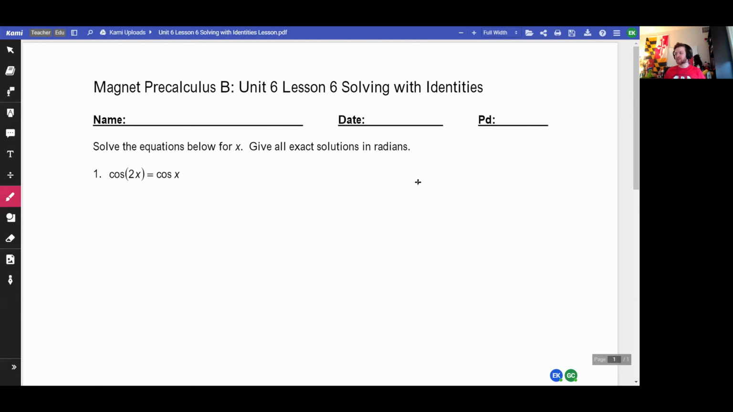We are solving more trig equations, but this time with identities. So we've solved before. Now the equations are just, I wouldn't say harder, just there's more going on. We have more in our brain to juggle. More tools to tackle this with.